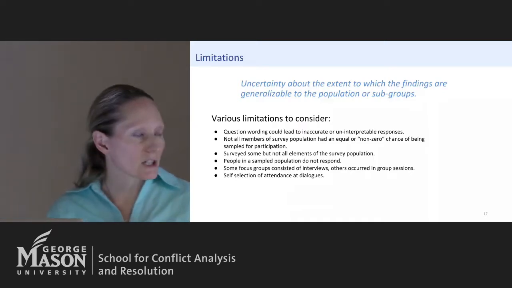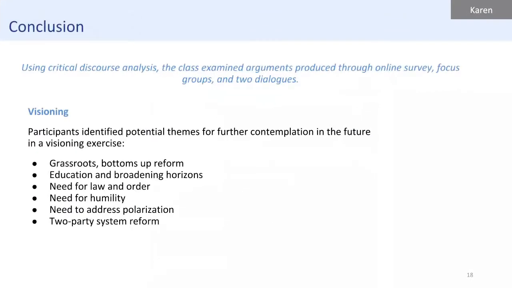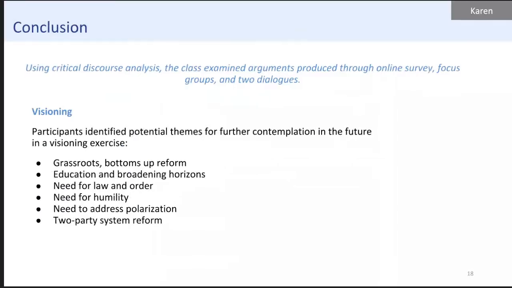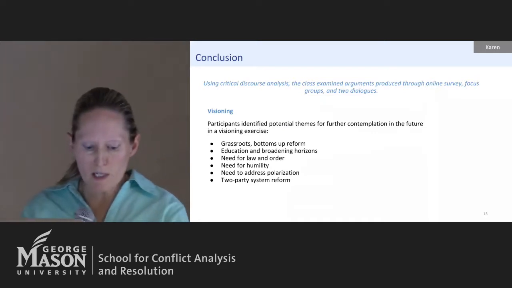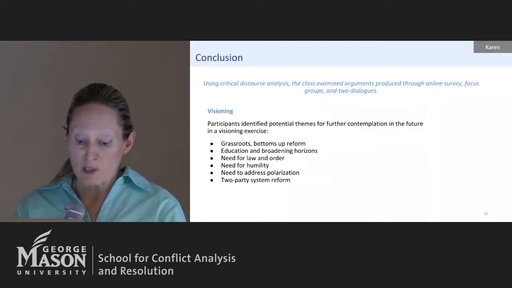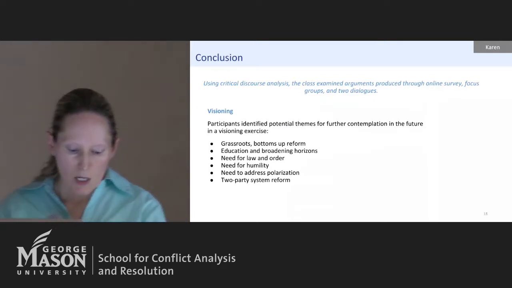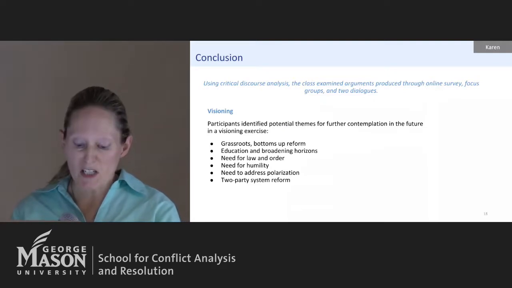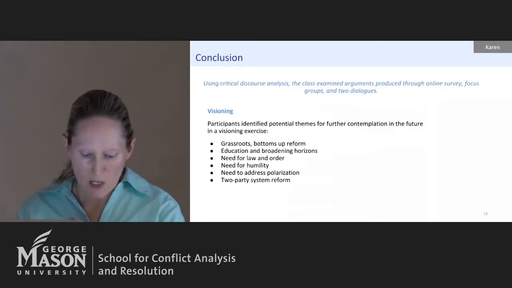In starting to think about our conclusions, we're transitioning to a forward-looking view. In a visioning exercise, participants identified several potential themes for further contemplation in the future. Briefly, they include grassroots, bottom-up reform, so that people who have stated they feel distant in the current political situation. They feel that they're not fully represented, such as by a system of top-down government. They want a government that is closer and more responsive to the people, and they value responsiveness and accountability.